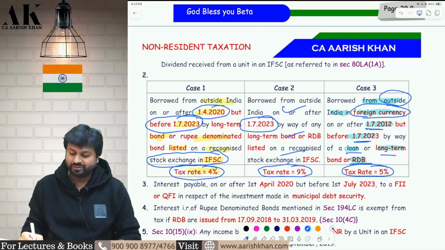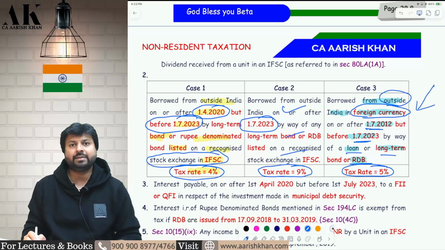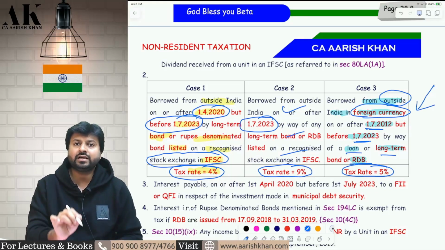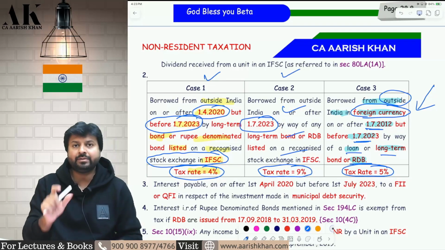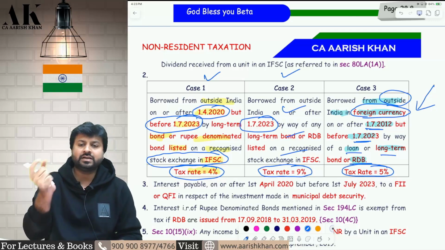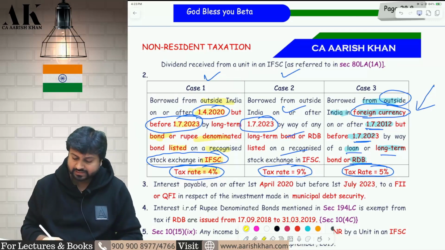I hope it is clear to all of you. So for general people, case 3 is applicable. For IFSC located bonds and IFSC located rupee denominated bond or long term bond, case 1 and 2 is applicable. Then depending upon the period, it is 4% or it is 9% as the case may be. I hope it is clear to all of you.